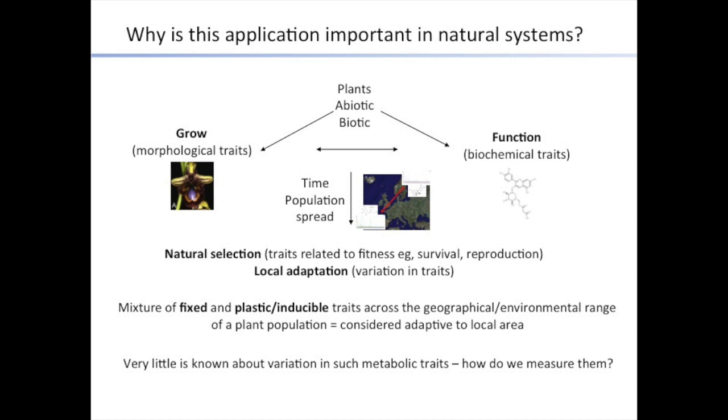And what happens over time? Plant populations spread, animals spread, and so on. And what you get is natural selection and adaptation. Okay, so we see a lot of variation in traits, a lot of variation in fitness and survival. And in any given population, we see a mixture of fixed traits and plastic and inducible traits.